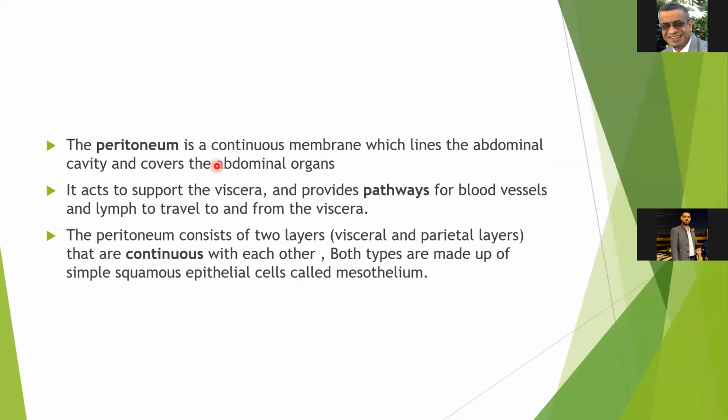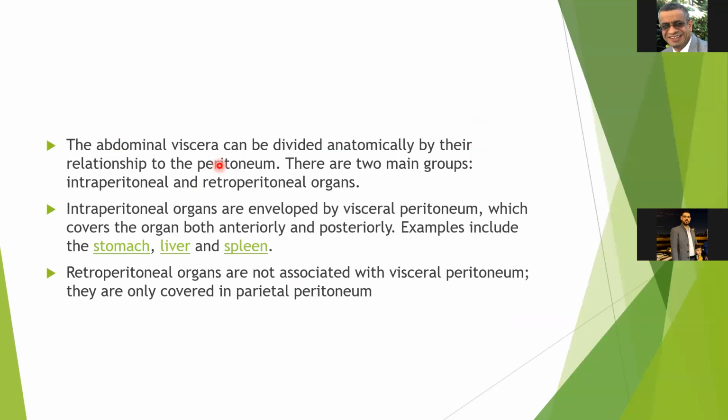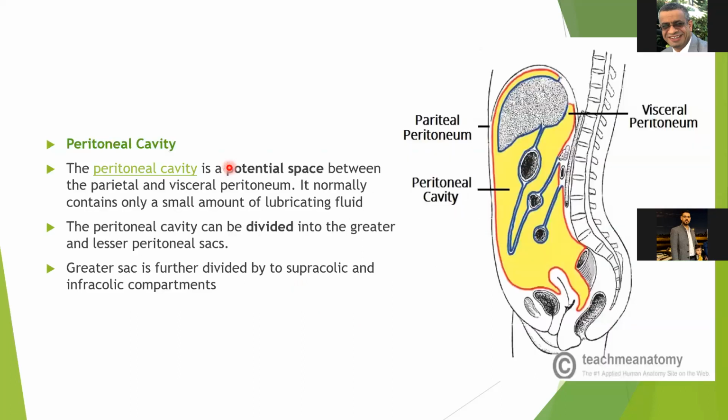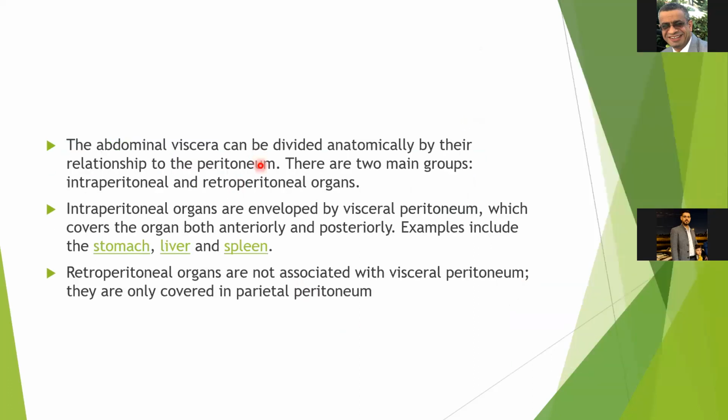The abdominal viscera can be divided anatomically by their relationship to the peritoneum. There are two main groups, the intraperitoneal and retroperitoneal organs. The intraperitoneal organs are enveloped by visceral peritoneum, which covers the organ both anteriorly and posteriorly. For example, the stomach, the liver, and the spleen.